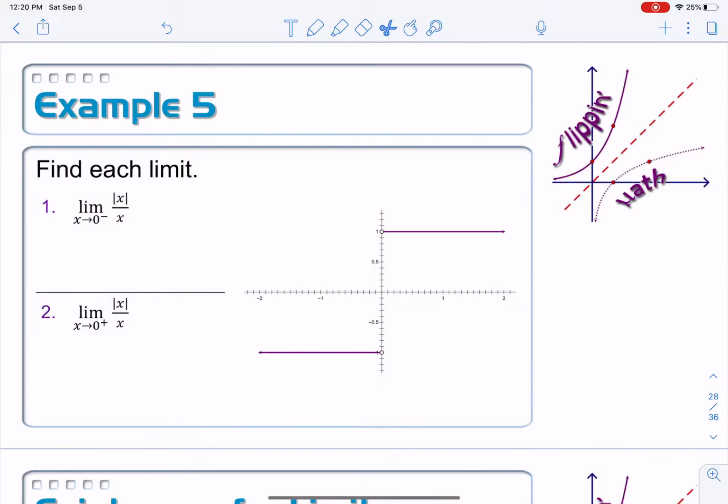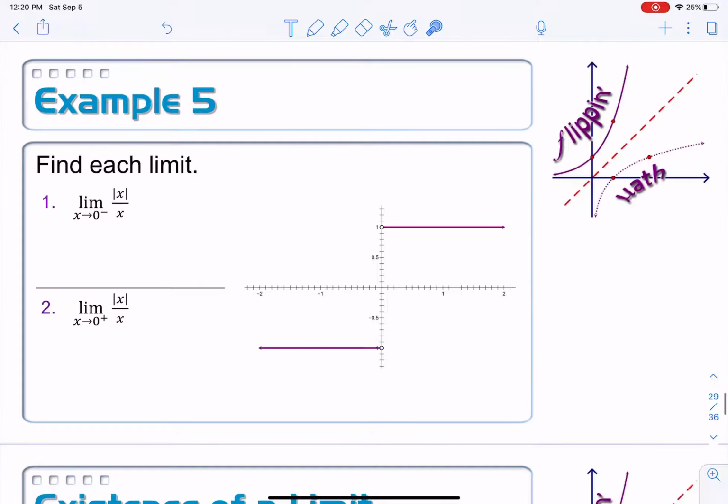We are using that function that we started this with, absolute value of x over x, which we said did not exist due to differing left-right behavior. We will see that play out in this particular example. Number 1 is asking for the limit as x approaches 0 only from the left of absolute value of x over x. So I examine numbers that are smaller than 0, just the left side here, and I can see our function is approaching -1.